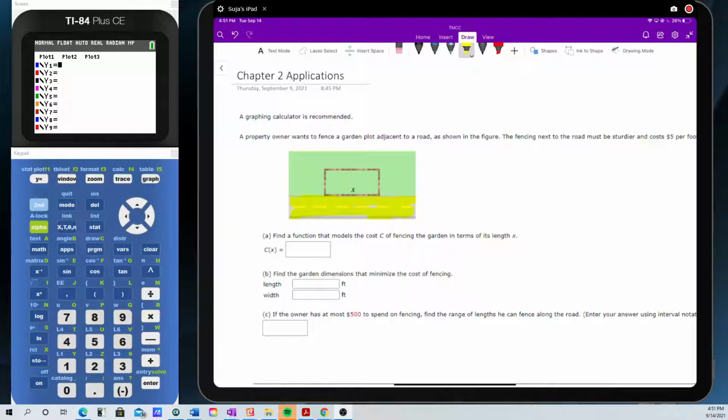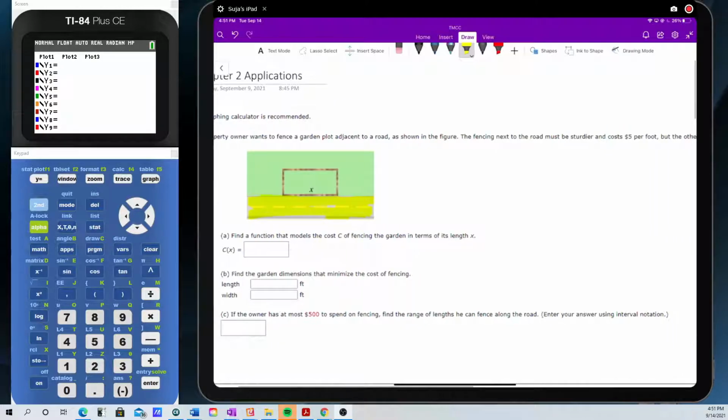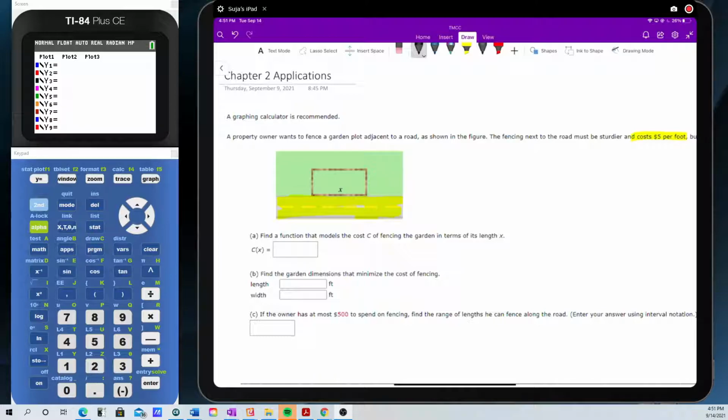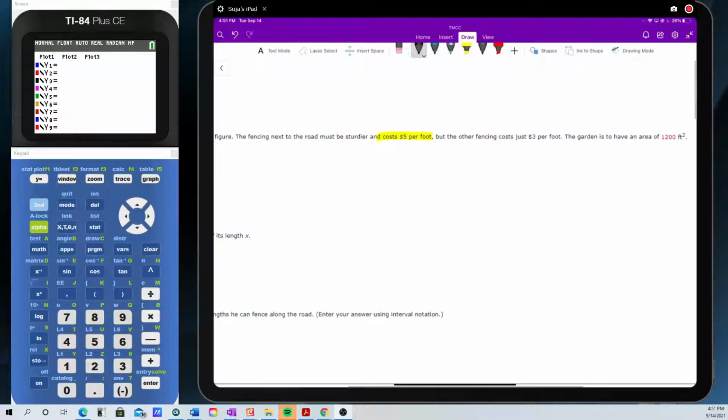The fencing next to the road must be sturdier and cost $5 per foot. So if I look at the picture, the fencing next to the road is this, and just to build this fence, the cost is going to be $5 per foot. But the other sides of the fencing are just $3 per foot. And the other information given is the garden's total area is going to be 1,200 feet squared.